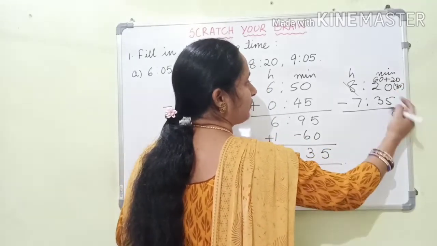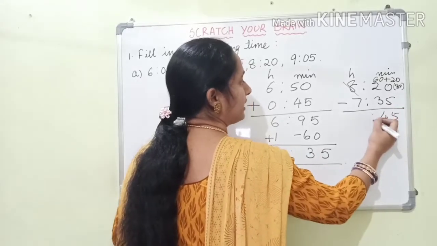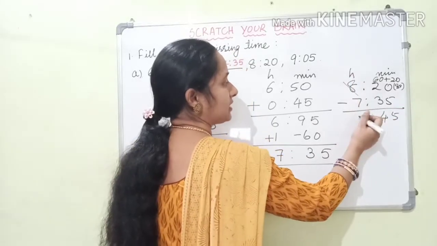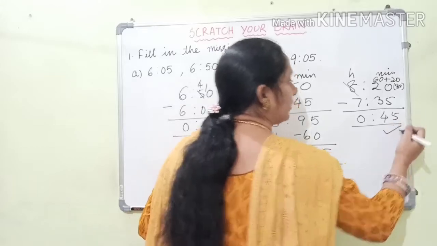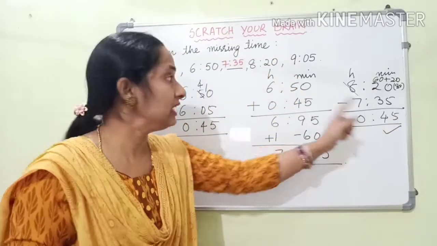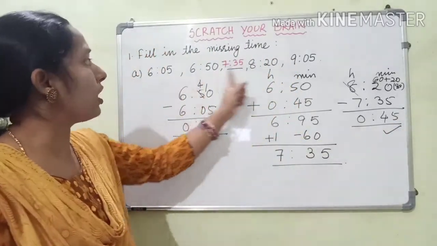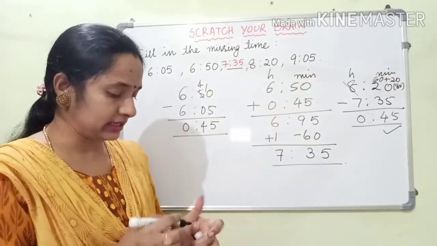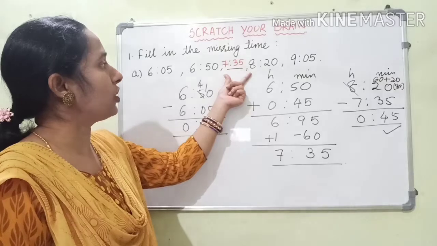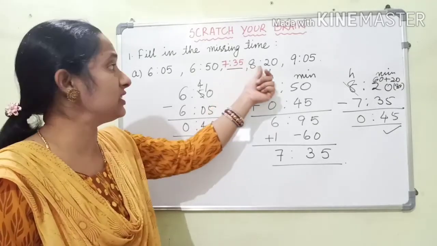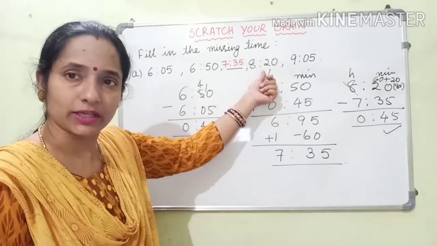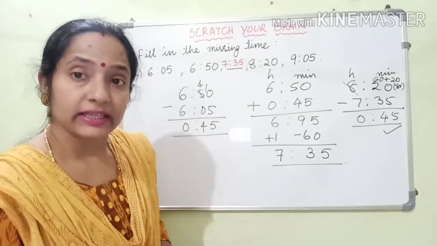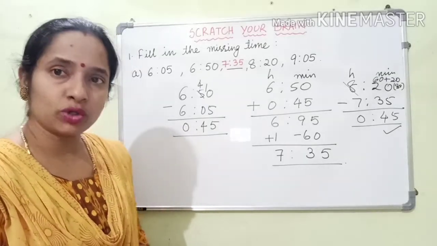10 minus 5 is 5. 7 minus 3 is 4. And here we are left with 7. 7 minus 7 is 0. So children, we got 45 minutes difference again. This means throughout this series, the difference is 45 minutes. So if I add another 45 minutes to 7 hours 35 minutes, definitely I will get 8 hours 20 minutes. So let us solve one more sum.